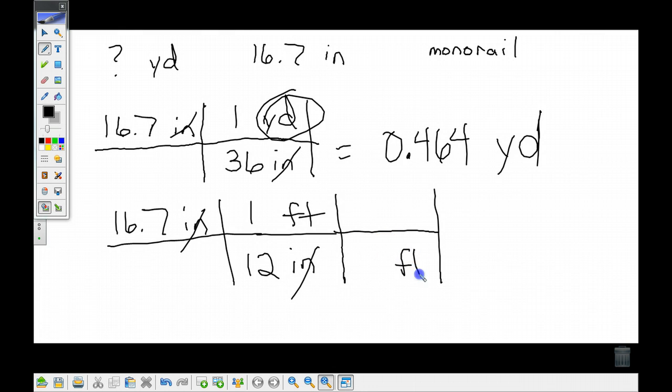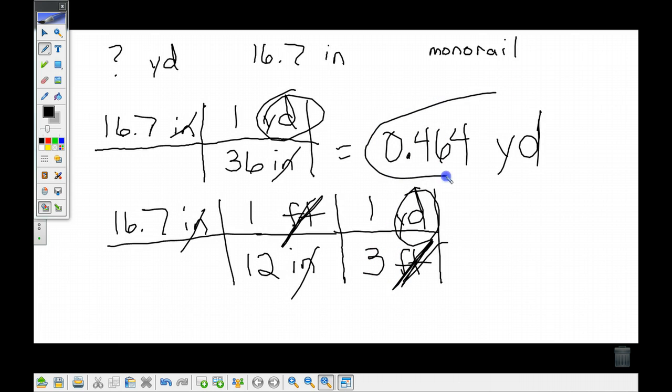I now put feet down here. Do we know how many feet are maybe in a yard? Can we just put yard here now? Yes, we can. And 1 yard is equal to 3 feet. Feet cancels feet. Now we're set up. Our unit is yard, just like it was before. And now we take 16.7 times 1, which is obviously 16.7, divided by 12, divided by 3, and we still get the exact same answer. And using sig figs, it's even more perfect.